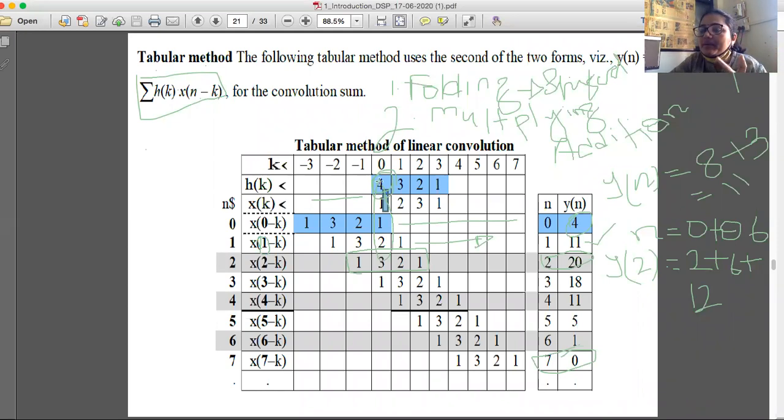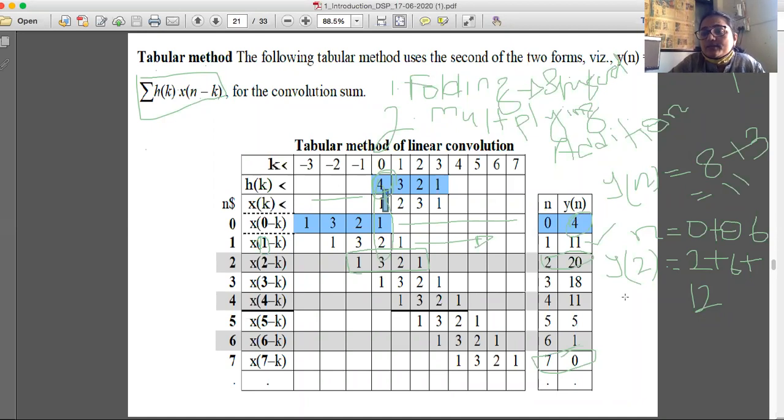After multiplication, we are supposed to perform addition. But here at n equal to 0, I can see that only 1 point is present, so addition will not be there. Only the point appearing at the output side, that is y of 0, will be equal to 4 only, right? Is that clear? So this is going to be the value 4.